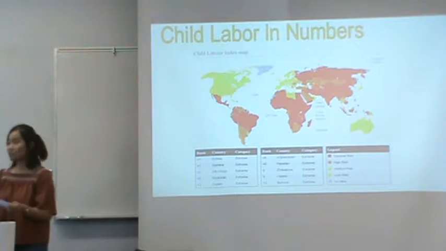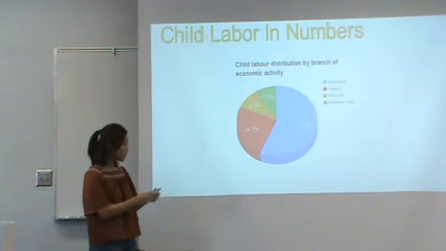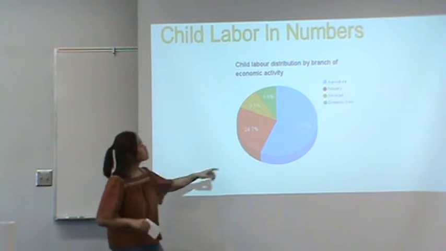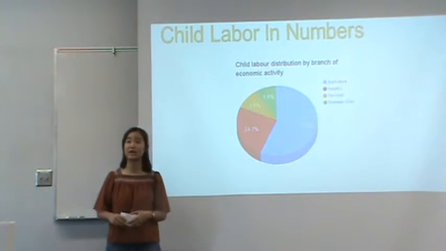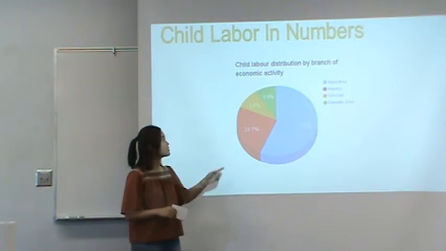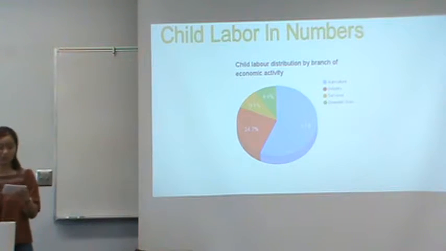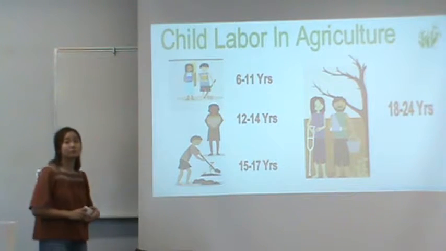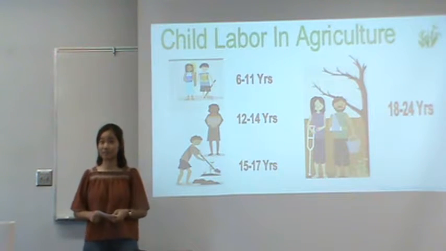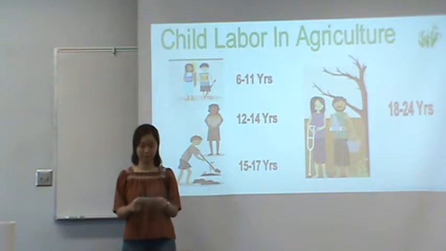Thirdly, I would like to talk about the different sectors of child labor in the world today. According to the statistics by the International Labor Organization, there is a whopping 57% of child laborers in the agricultural sector. This is followed by the industry, services, and domestic work sectors. The agricultural sector includes activities such as hunting, forestry, farming, and fishing. Now, I'm going to give you an example of a typical story of a child laborer in the agricultural sector.